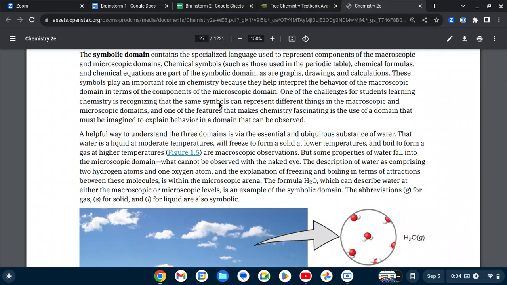One of the challenges for students learning chemistry is recognizing that the same symbols can represent different things in the macroscopic and microscopic domains, and one of the features that makes chemistry fascinating is the use of a domain that must be imagined to explain behavior in a domain that can be observed.